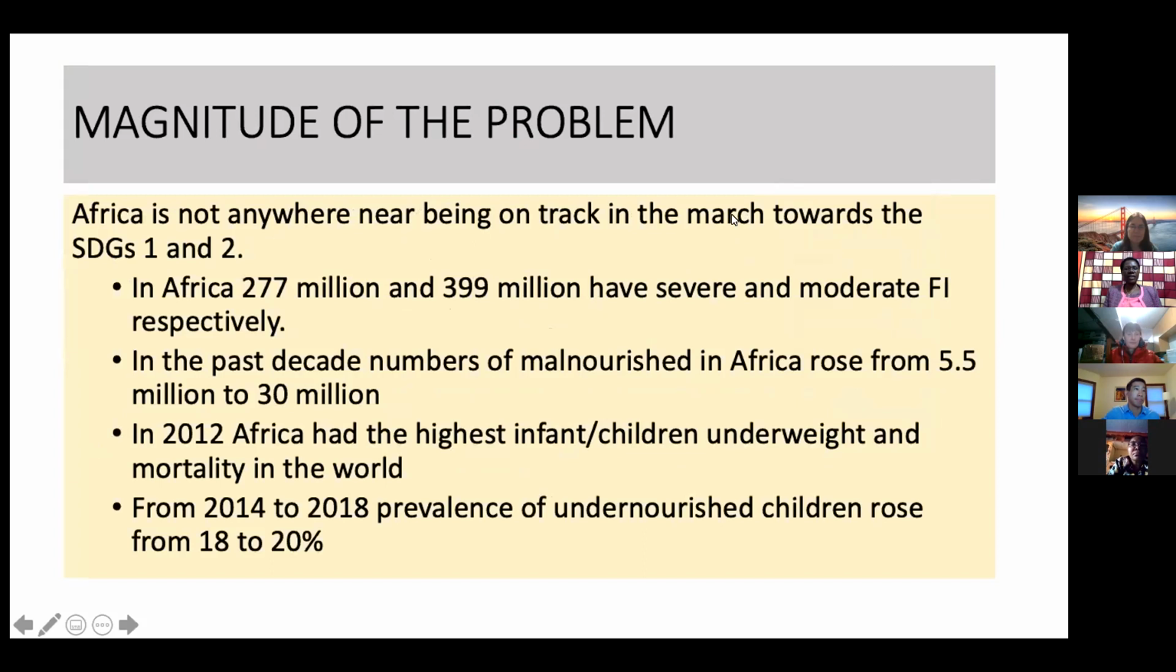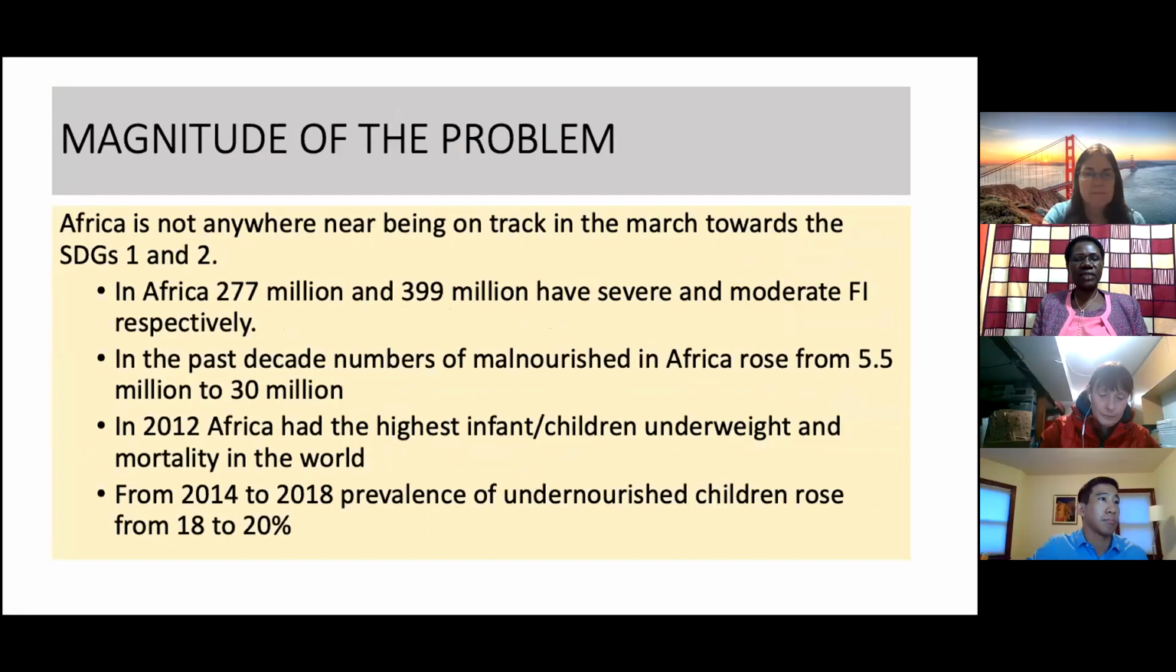So as I said, Africa and sub-Saharan Africa is more affected. Just looking at the track towards the SDGs, we see that Africa is nowhere near being on track. In fact, if anything, it may be going in the opposite direction. In Africa, about 277 million and 399 million have severe and moderate food insecurity, respectively. And in the past decade, the number of malnourished in Africa rose from 5.5 million to 30 million.